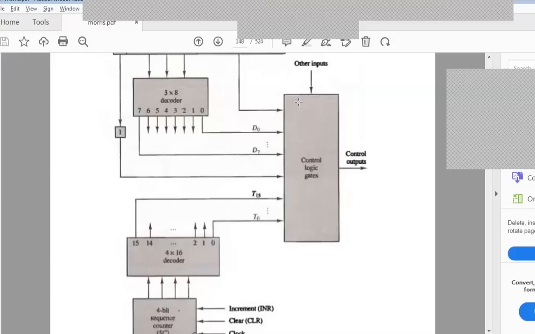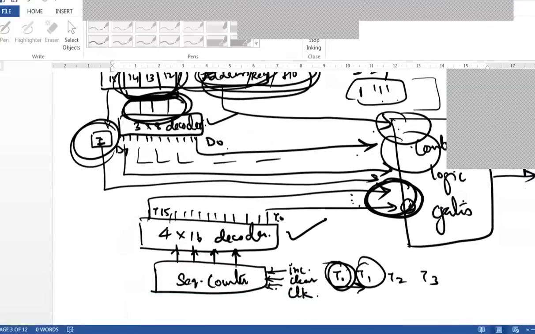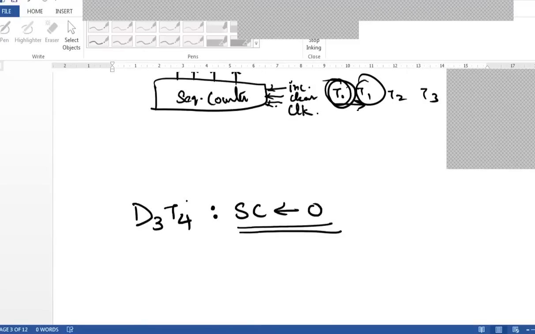Now let us see. Suppose I have an instruction like this: D3, T4, SC0. What does this mean? I will be clearing my sequence counter SC when D3 is 1 and T4 is 1. At timing signal T4, if D3 is also 1, clear the sequence counter.